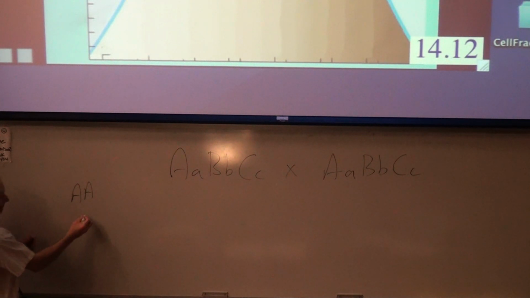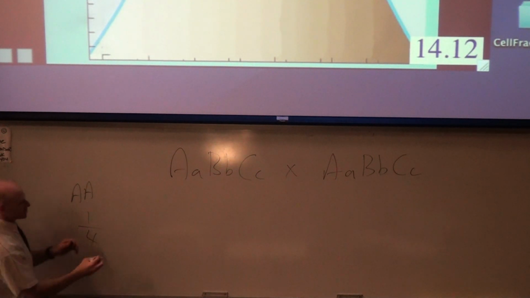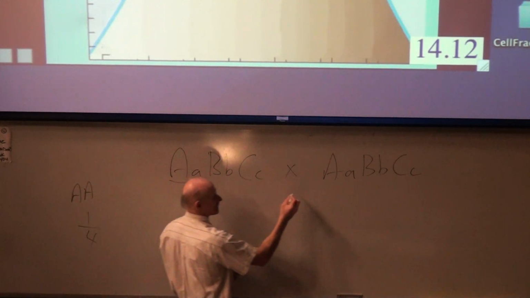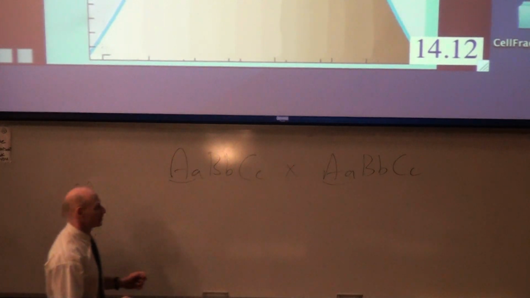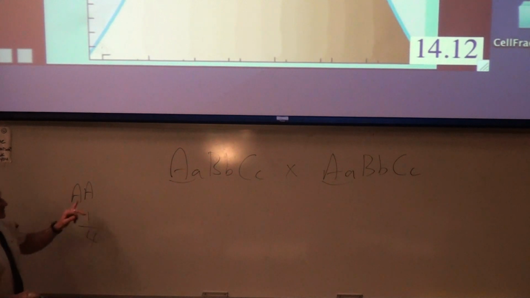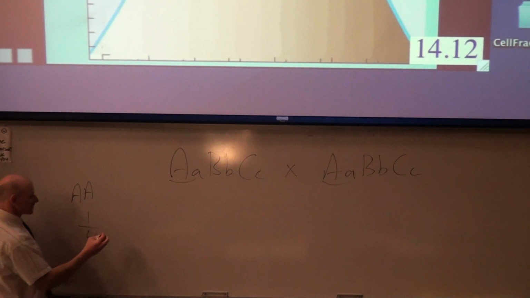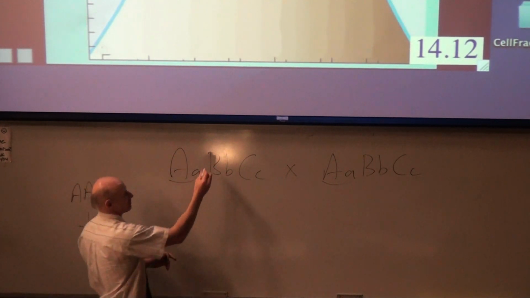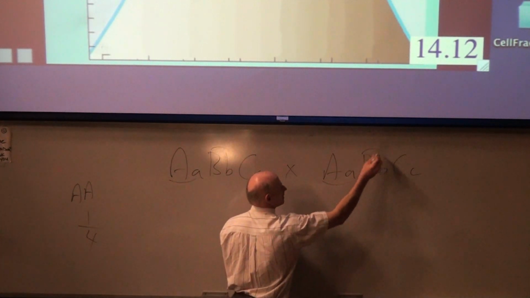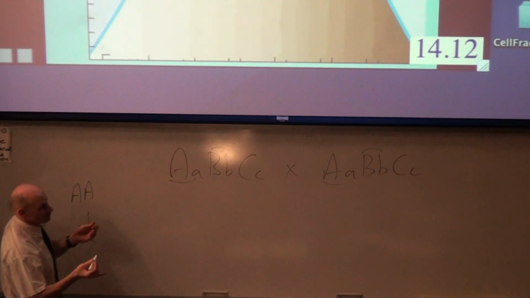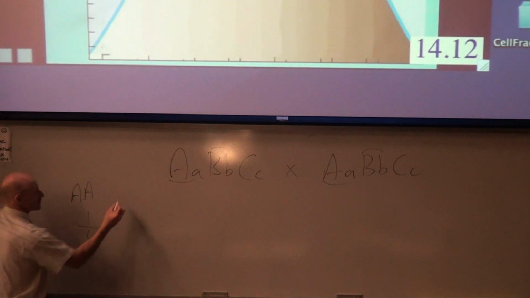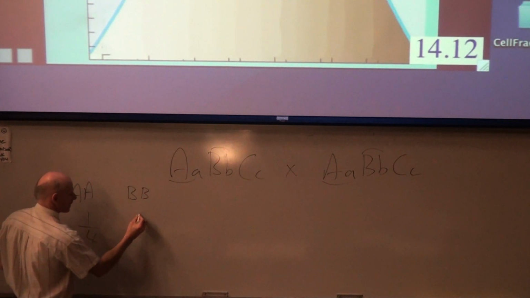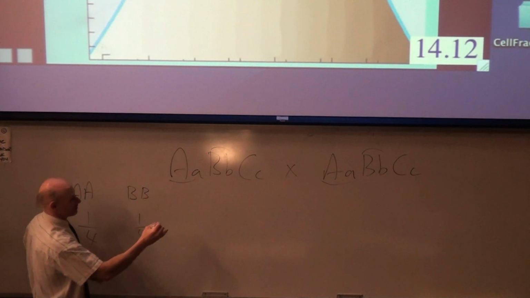If you do the Punnett square, there's a 1 out of 4 chance that a big A little a crossed with a big A little a will give you a big A kid. And the same thing with the B's. The chance of a big B little b and a big B little b having a kid who's big B is 1 out of 4. And the same argument with the C's.